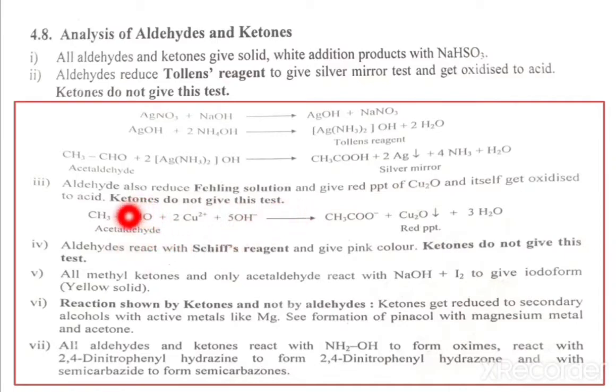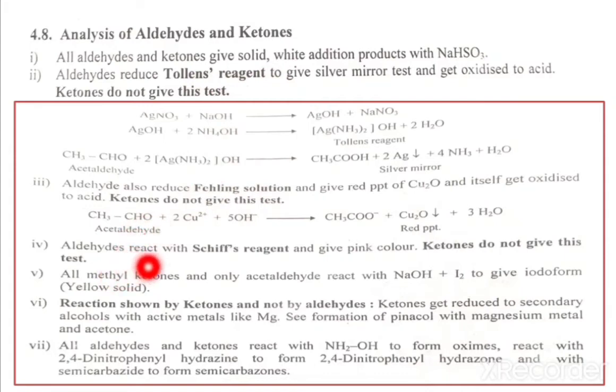Here we take the aldehyde, acetaldehyde, plus 2 Cu2+ plus 5 OH minus, and here we get a salt, CH3COO minus, plus red precipitate. That means the aldehyde reduces the Fehling's solution and we get the red precipitate, and ketone does not give this test. In this way we distinguish aldehyde and ketone. To distinguish aldehyde and ketone, we use the Tollens reagent or Fehling's solution.